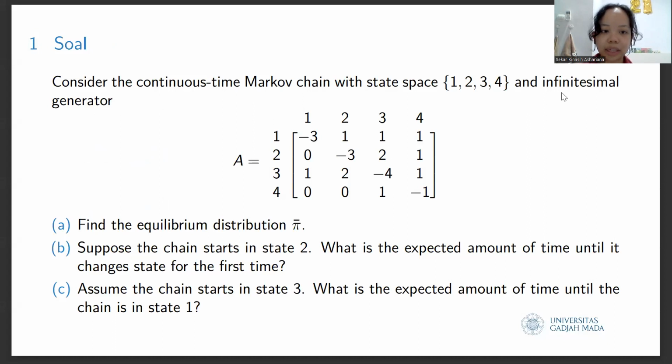For number 1, the question is: consider the continuous time Markov chain with state space 1, 2, 3, and 4 and infinitesimal generator A that is given in the question. Now, our task is to find the equilibrium distribution pi bar. And then suppose the chain starts in state 2, what is the expected amount of time until it changes state for the first time? And then assume the chain starts in state 3, what is the expected amount of time until the chain is in state 1?